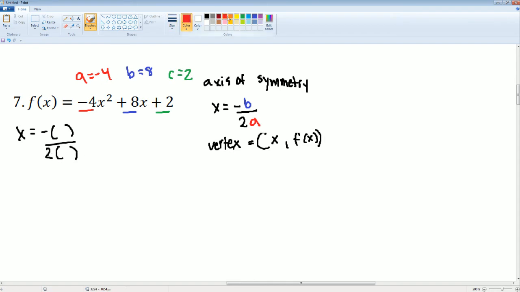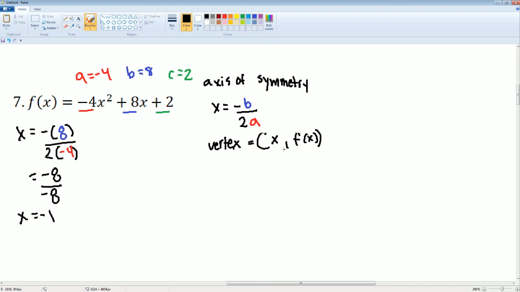So b was 8, so I plug in 8 here. Red is a, negative 4. Okay. Simplify. Becomes negative 8 divided by negative 8. Oh my god, this becomes negative 1. So x equals negative 1. Oh, that's so much easier. Wow, I picked some easy problems for you to do.